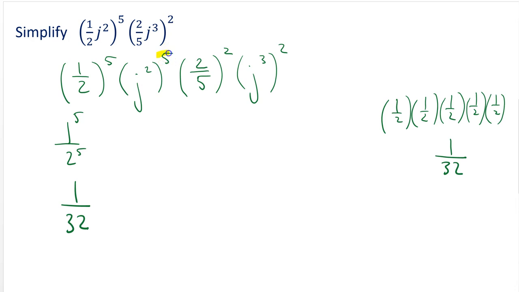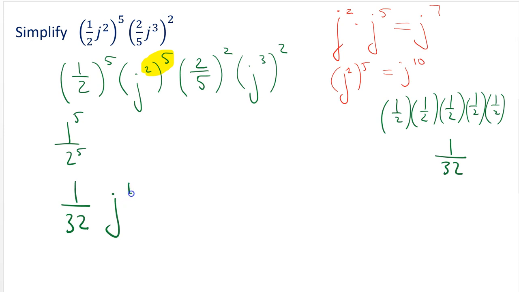And you've seen this property that says when you have a power to a power, you multiply those together. Okay, now notice that's different than, look at the top right here. If I said j squared times j to the 5th, that's when you would add them together. That is j to the 7th, but that is different than j squared to the 5th. In that case, you multiply them together to get j to the 10th. So that is going to be j to the 10th.